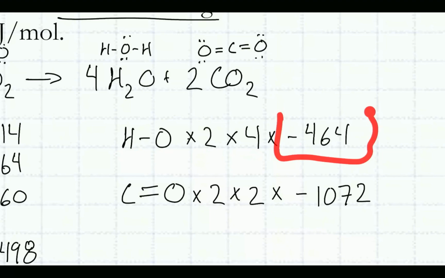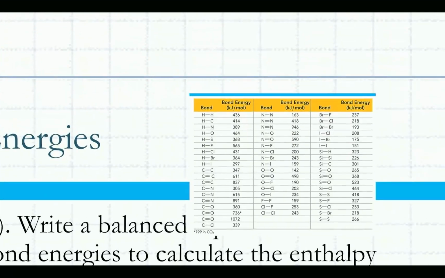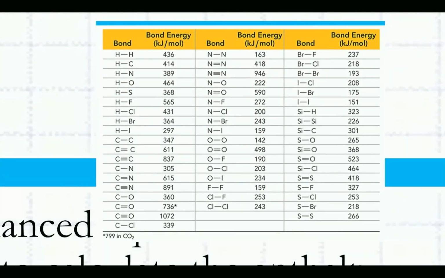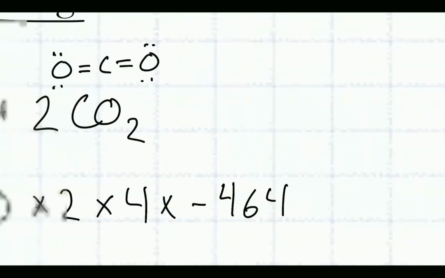And then why is this number negative? Because we're forming bonds. Values again on the table, there's no negative values here. So if I'm looking at the hydrogen-oxygen, positive 464, that's to break a bond. Negative 464 is to form a bond.